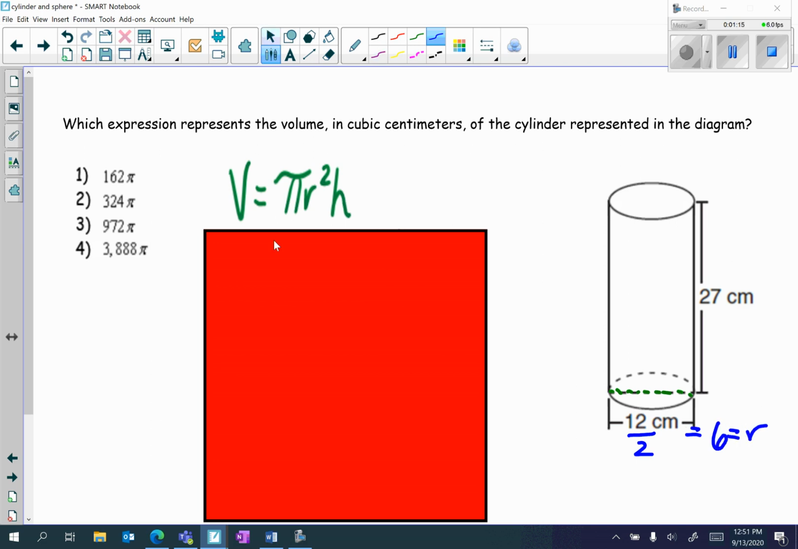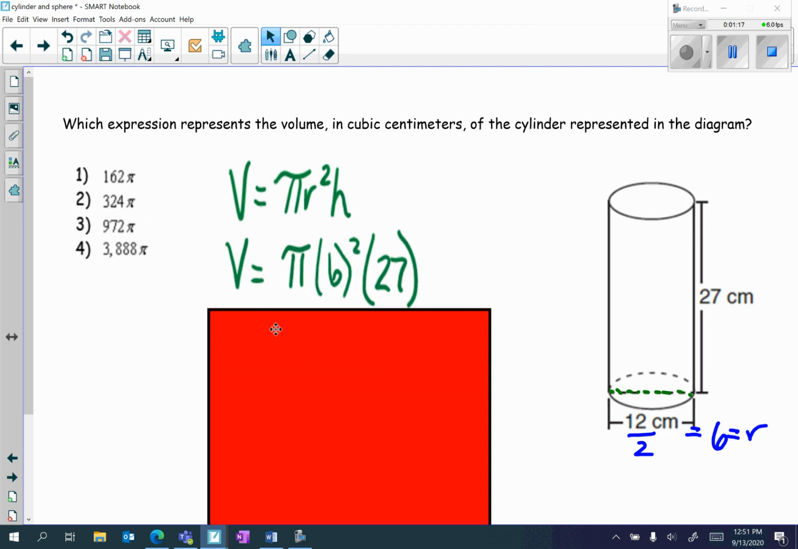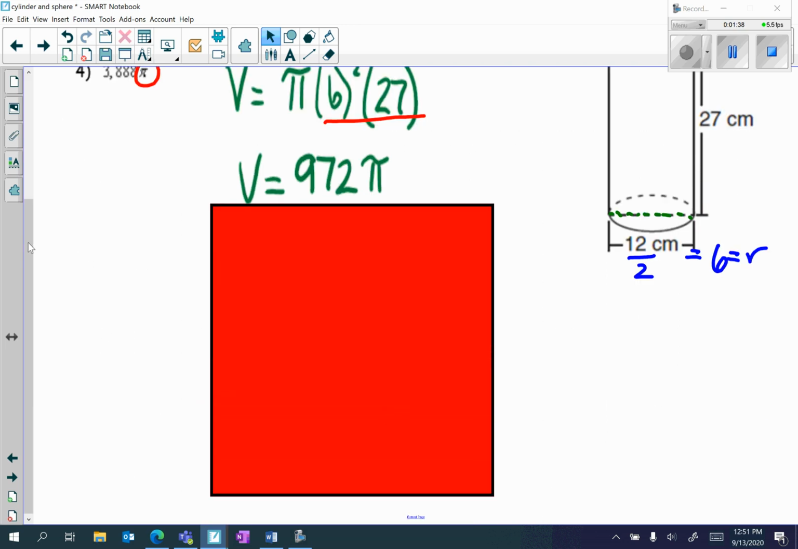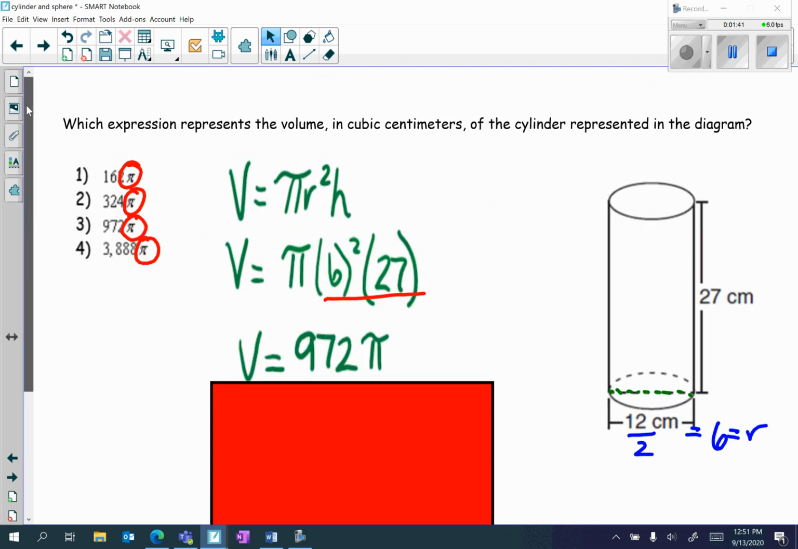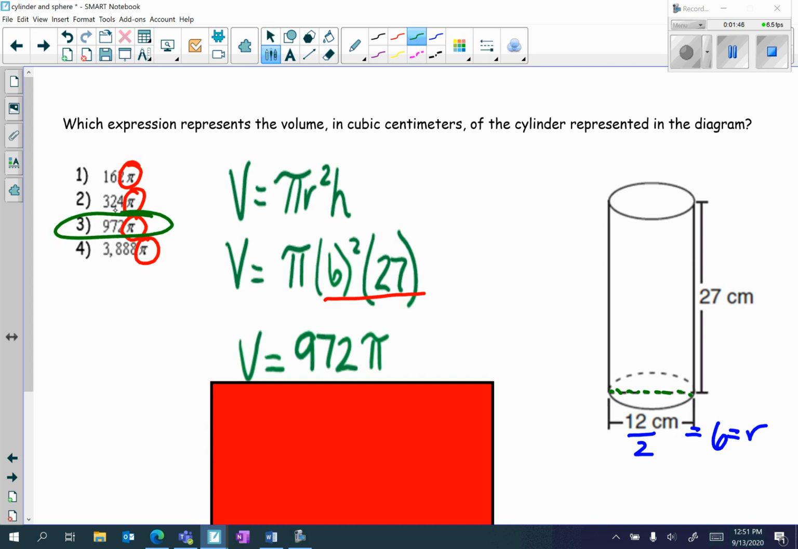I'm then able to substitute in. So V is equal to pi times 6 squared times 27. Now notice the answer choices all have pi's in them. So that means in your calculator, you're not going to press the pi button. All you're going to put in your calculator is 6 squared times 27, which is 972, and then you're going to put in the pi. So the answer is choice 3, 972 pi. Again, when the pi is in the answer choice, don't put it into your calculator.